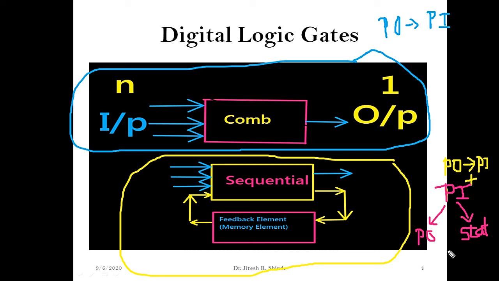Thus for the sequential circuit, because of the presence of this feedback element, the present output depends not only on the present input, but it also depends on the past value of input, or the past value of the output, or the previous state of the circuitry. In a combinational circuit there is no such feedback element here. There is no concept of memory element here. This is the difference between combinational logic circuit and sequential logic circuit.